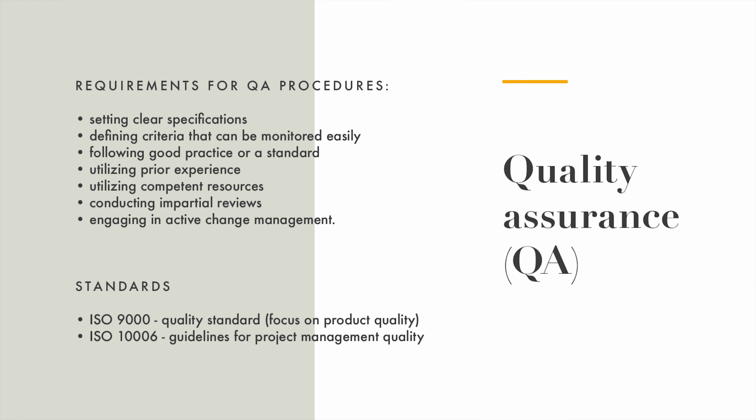For quality management, there is a number of techniques to be used. For example, post-mortem analysis, quality function deployment, cost-benefit analysis, benchmarking, test arrangements, cause-effect diagrams, failure mode and effect analysis, and flowcharts. For good quality assurance, there is a number of requirements. We need to set clear specifications. We need to define criteria that can be monitored easily. We need to follow good practice or standard. We should ideally use prior experience and competent resources. We should conduct impartial reviews. And we should engage in active change management when doing quality assurance.